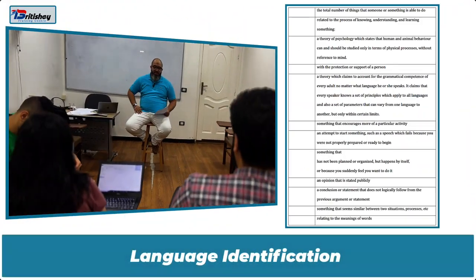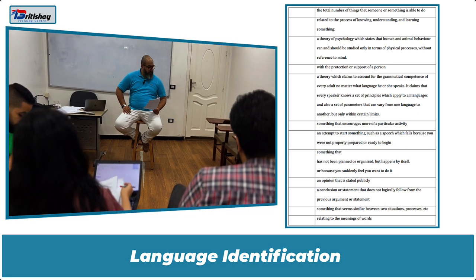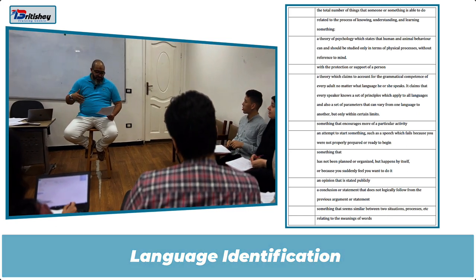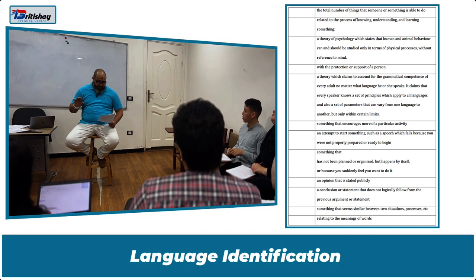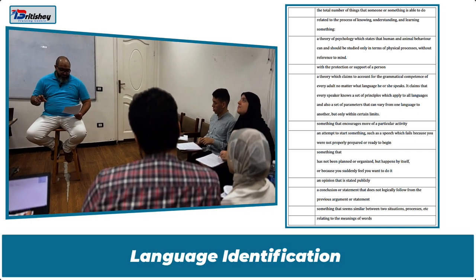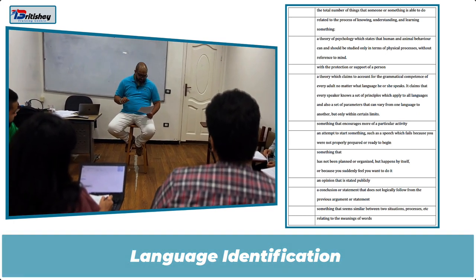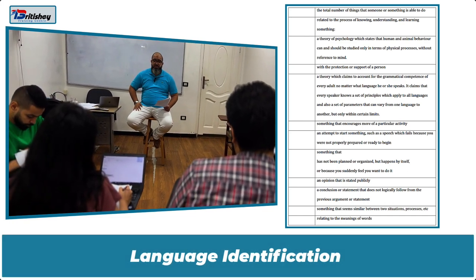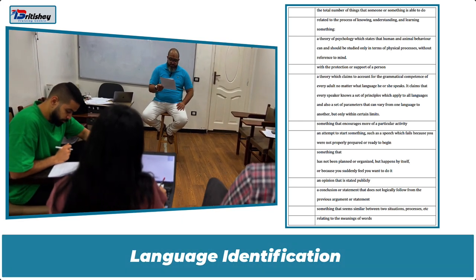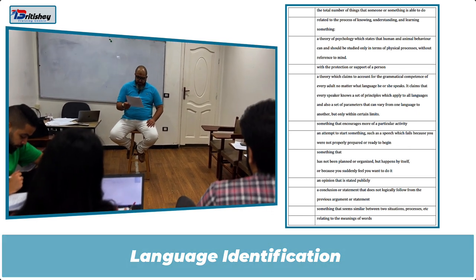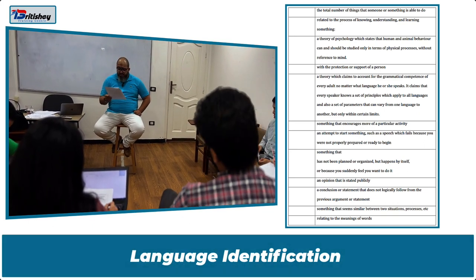Okay, let's go to the first one. The total number of things that someone or something is able to do. Very good. Related to the process of knowing, understanding, and learning something: cognitive, right. A theory of psychology which states that human and animal behavior can and should be studied only in terms of physical processes without reference to mind: behaviorism. With the prediction or support of a person: yes, aegis. A theory which claims to account for the grammatical competence of every adult. Very good. Something that encourages more of a particular activity: stimulus, very good.